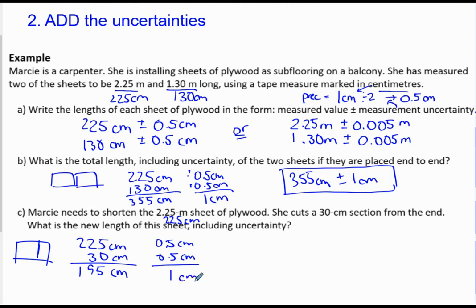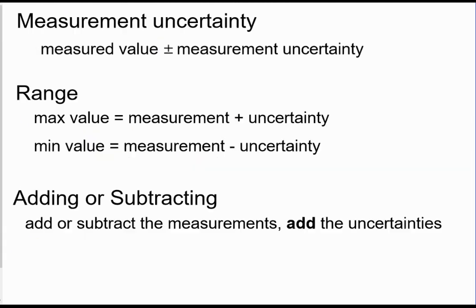And same thing. So one could be 1 centimeter off. So the new plywood sheet is 195 centimeters long, plus or minus 1 centimeter. So it could be 196 centimeters long, or it could be 194 centimeters long, possibly. All right. So in summary, here is this, and you all should be ready to start your assignment.